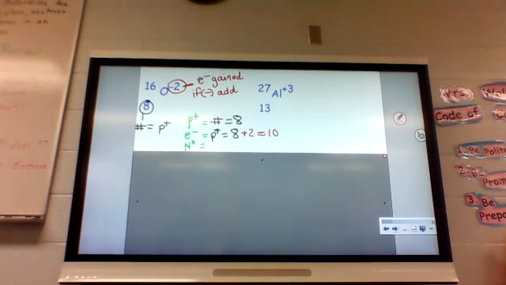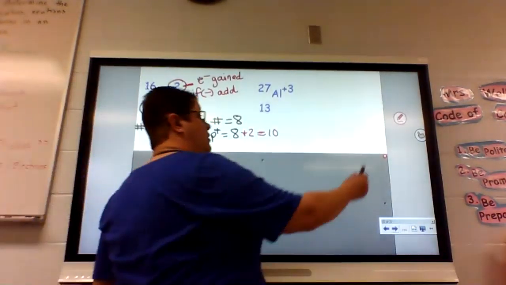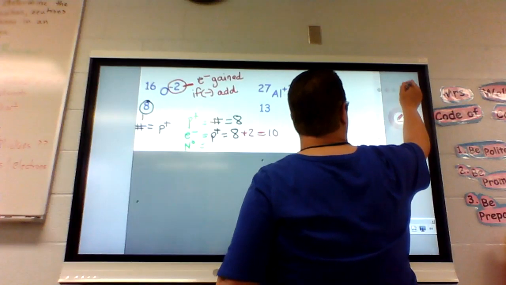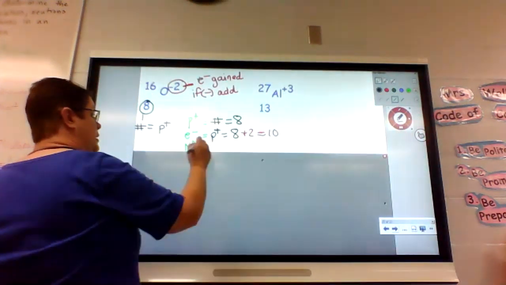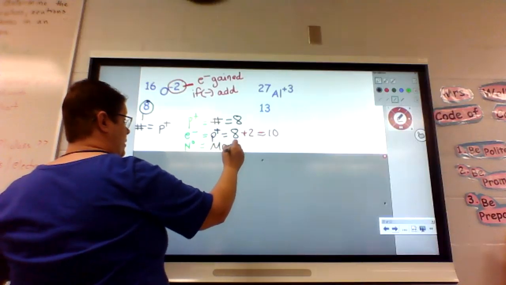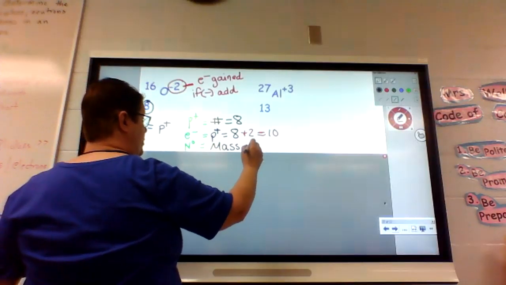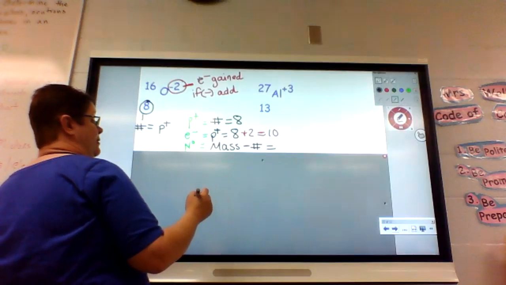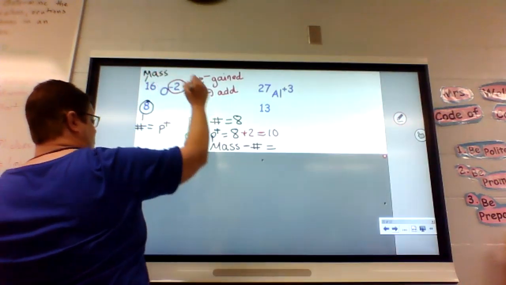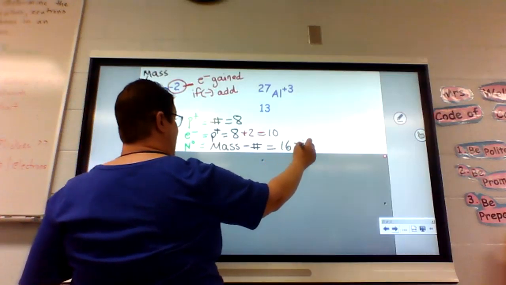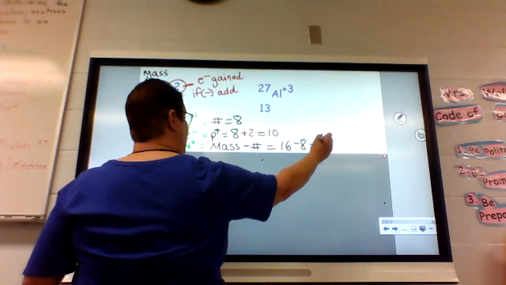So to find the neutrons, how did y'all find neutrons just a few minutes ago? Mass minus number. So what's the mass? This was the mass, right? So 16 minus 8 is 8.